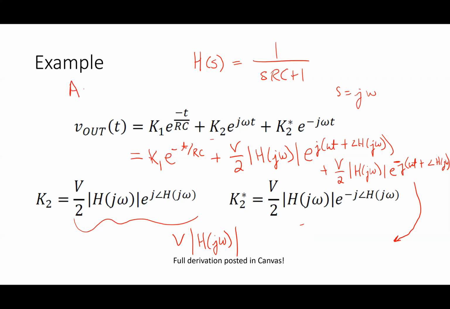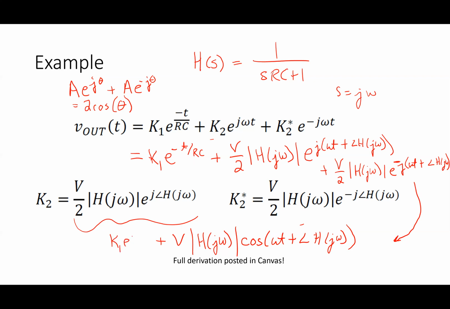If I have a e to the j theta plus a e to the minus j theta, what does that become? This becomes 2 cosine theta when I put those together. That's what this is, where theta here is omega t plus that angle. I don't like focusing on this too much. I think it's important to talk about it because this is where it comes from, but we're just going to use the result pretty much, all right?